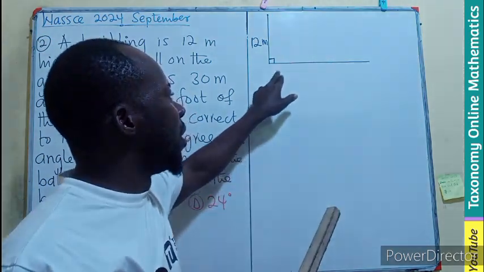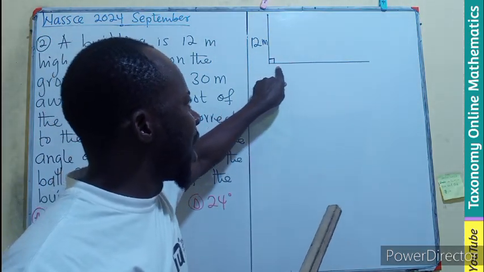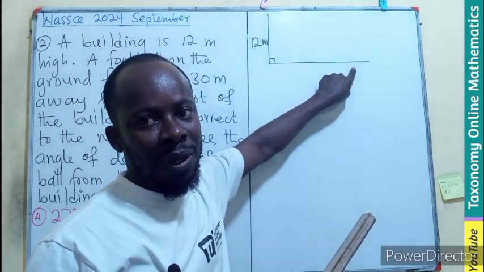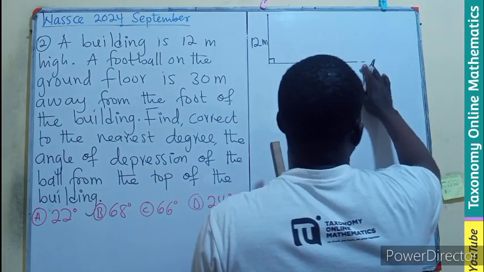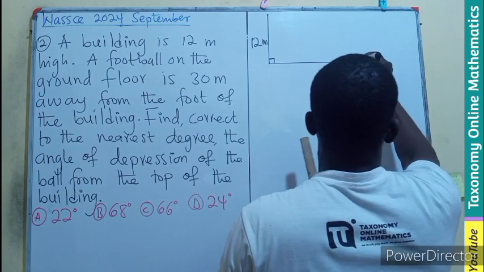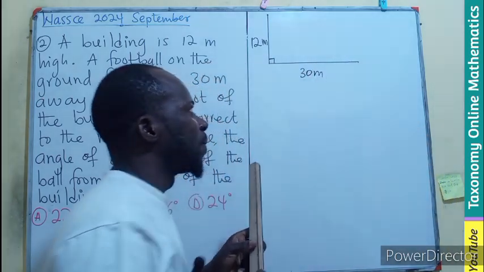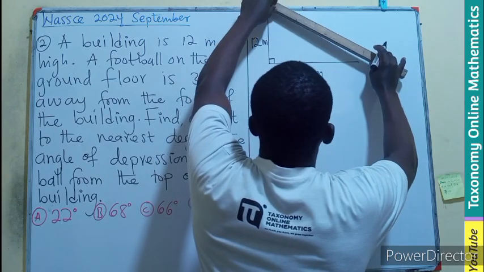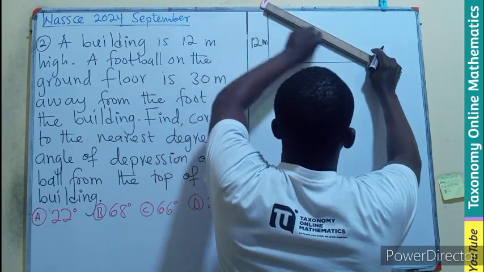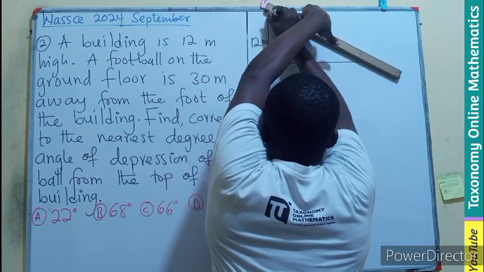So the ball could be anywhere from here. We measure up to 30 meters. So let's say we have 30 meters is here. So the ball is here as 30 meters away. Then let's connect the top of the building to where the ball is.